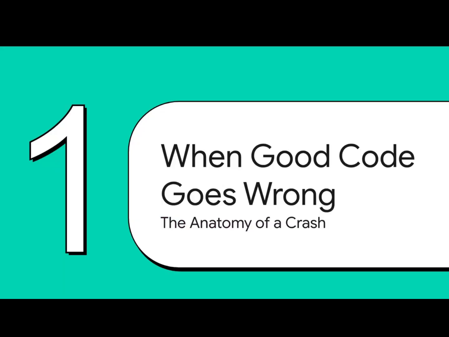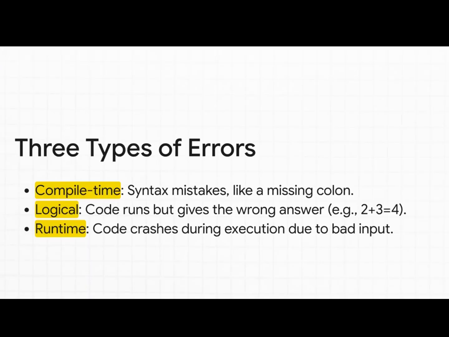All right, so let's actually break down what's going on here. It turns out not all errors are the same. And you know what? Understanding the different kinds of crashes is the first step to making your code invincible. So broadly speaking, there are three types. You've got your compile time errors. These are basically just typos, like a forgotten colon. Your code won't even start.